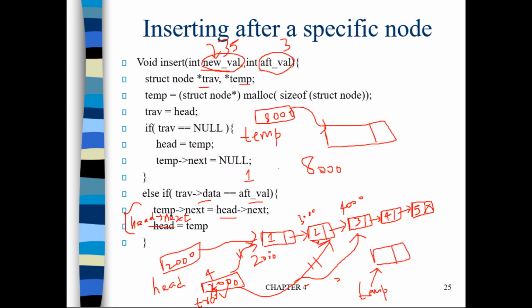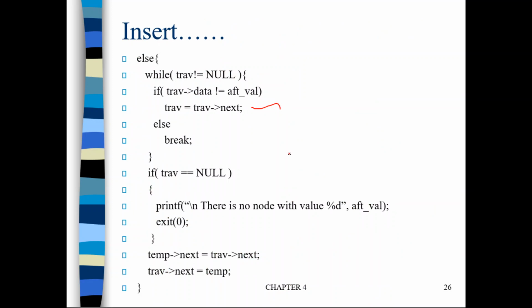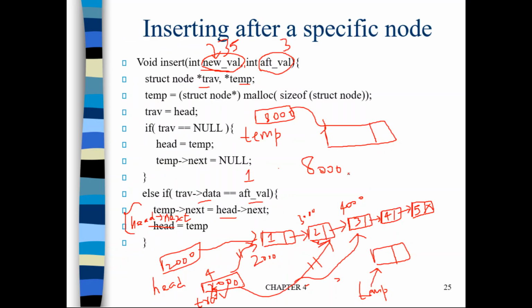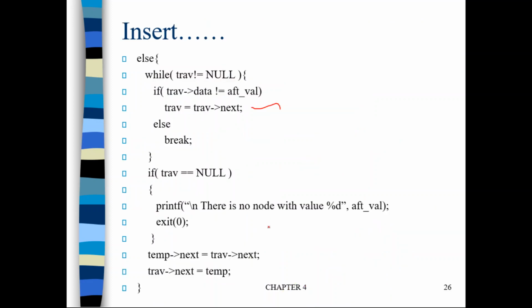Yes, still traverse is not null. If traverse arrow data not equal to after val, now if you see, is it not equal to after val? No, it's equal to after val. After val is 3, this is also 3. Okay, then what happens, this is not not-equal, it is equal, so the else part will execute. Else part says break. Break what? Break the while loop. Okay, so it will come out of the while loop. But after coming out of the while loop, there are two things.